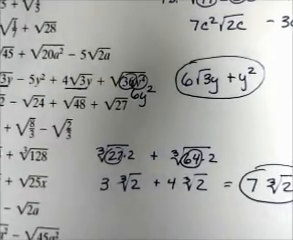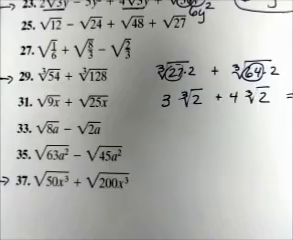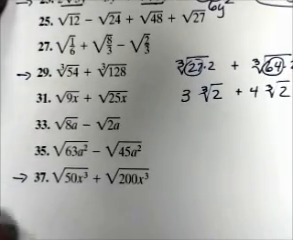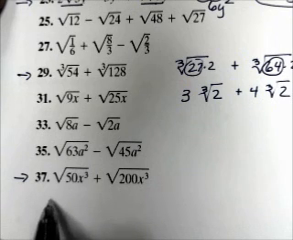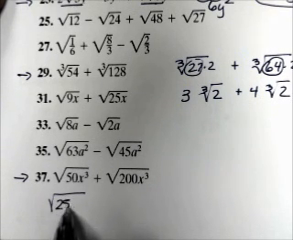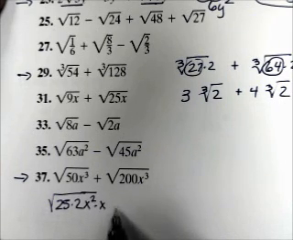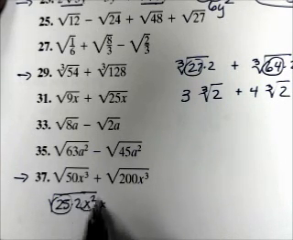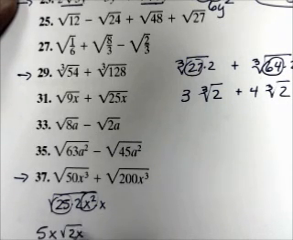And the last one, number 37 on this page, before we move on to page 5, this is square root. Okay, so let's simplify. 25 times 2 is 50, and then x squared times x. Circle our perfect squares. Out come their square roots, 5x, square root of 2x.